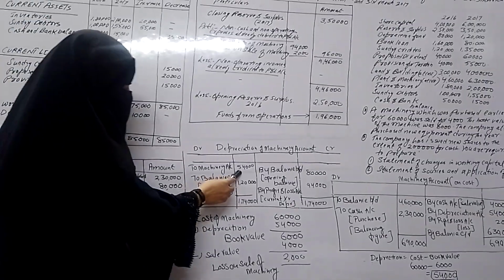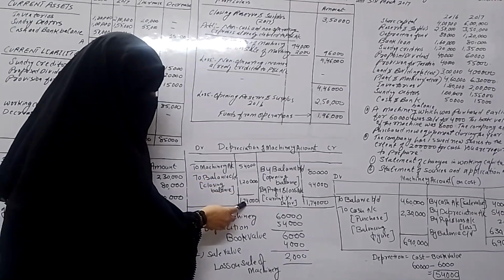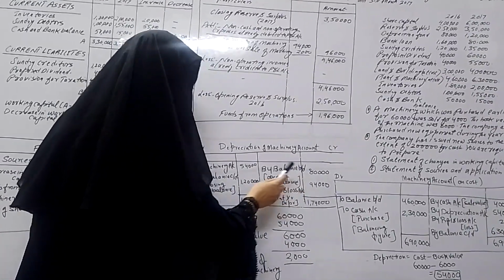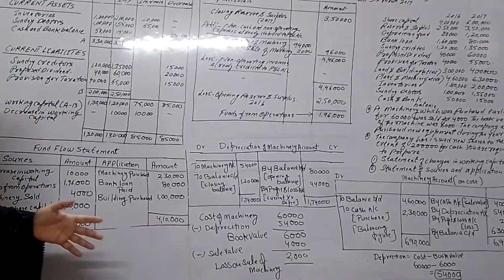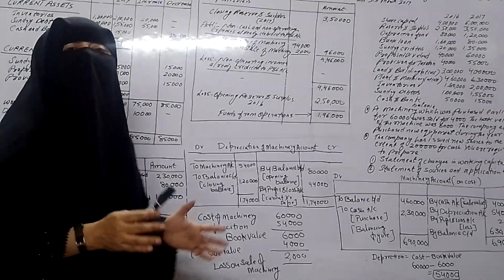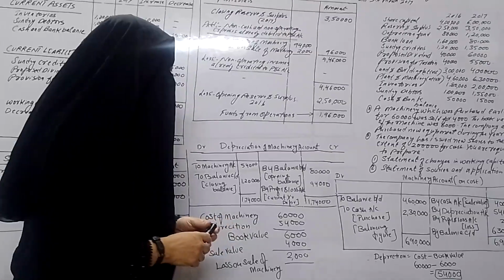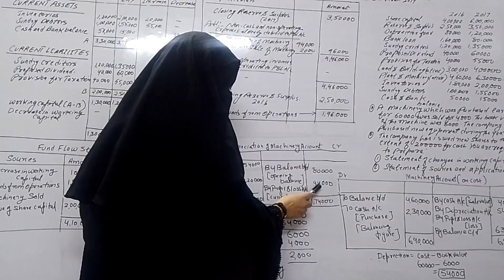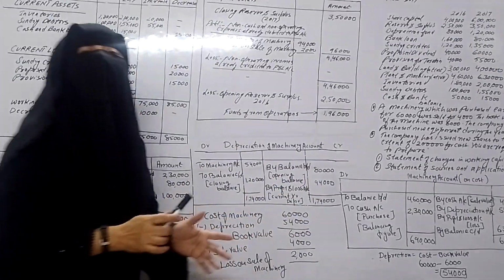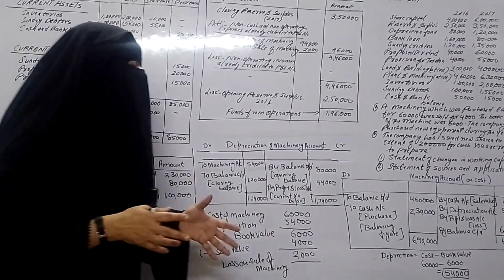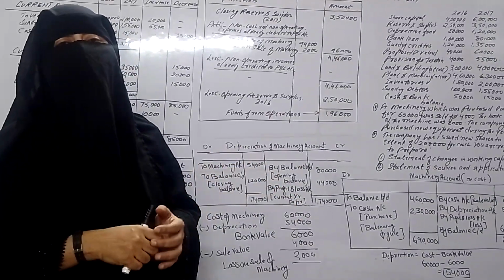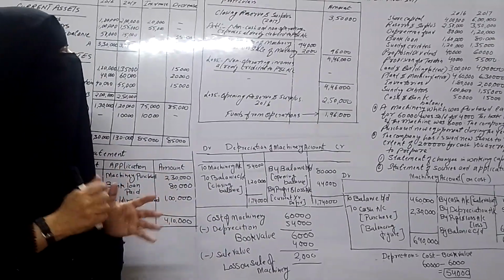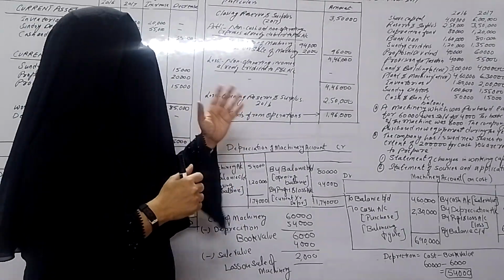Now 54,000 plus 1,20,000, the total is 1,74,000. From this 1,74,000, if you subtract this 80,000, the difference comes on the credit side, and that difference represents current year depreciation, and that is rupees 94,000. 1,74,000 minus 80,000, 94,000. This is our current year depreciation. We need this depreciation for preparing the funds from operation statement. Now with this we complete the working notes. Now the next statement is the funds from operation statement.